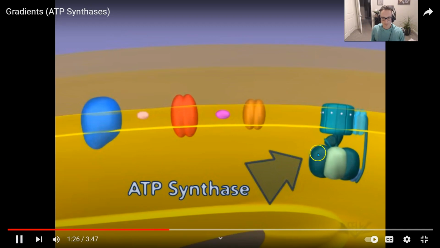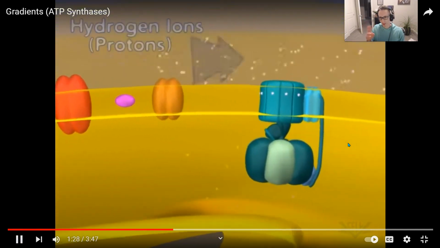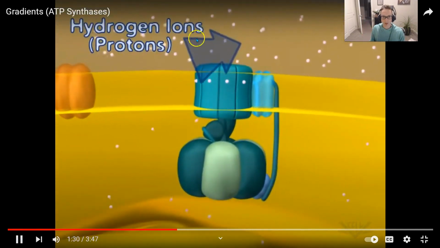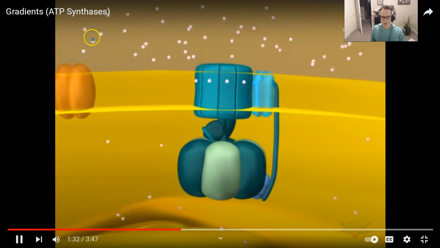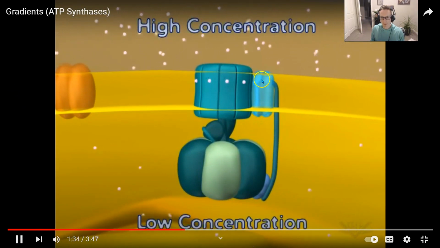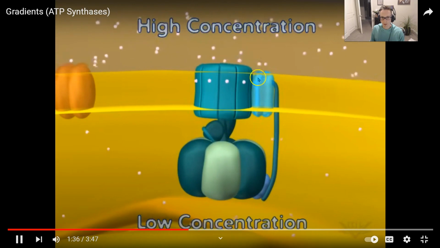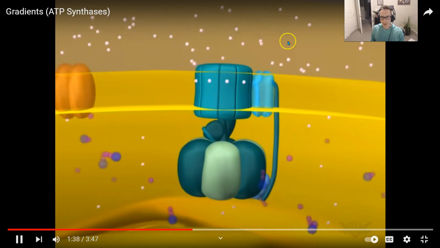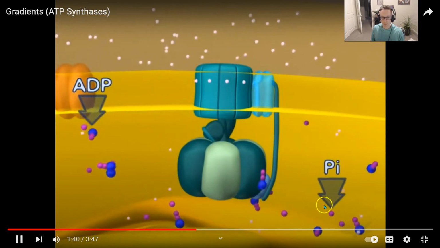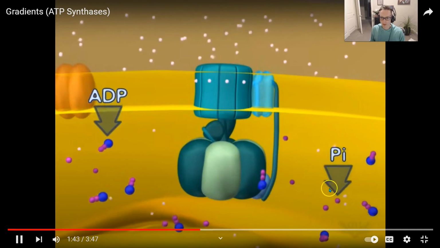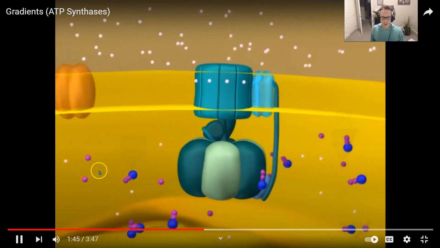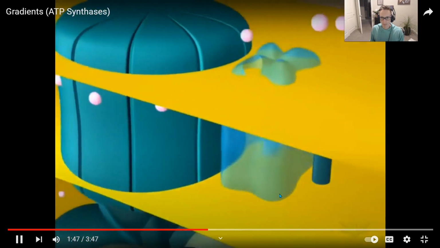Okay? This is ATP synthase. I didn't label that. I should label that. So we got a bunch of hydrogen ions, which were pumped through these guys. And they can get down in here and spin this wheel around. They're high concentration up there, low concentration down here. This is your ADP and your inorganic phosphate going to come together to make ATP.